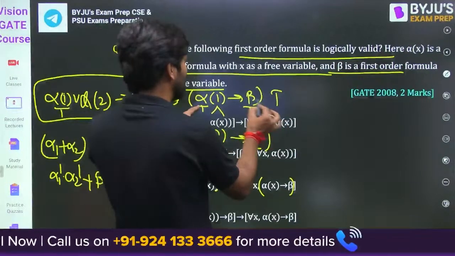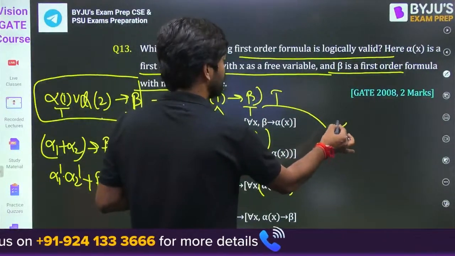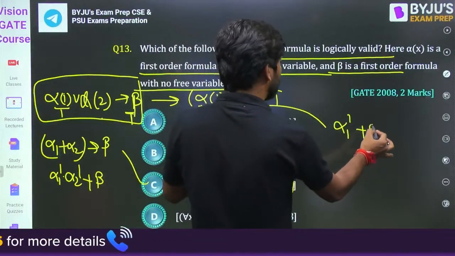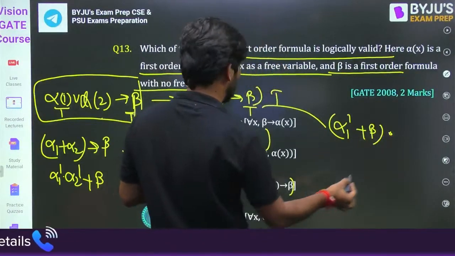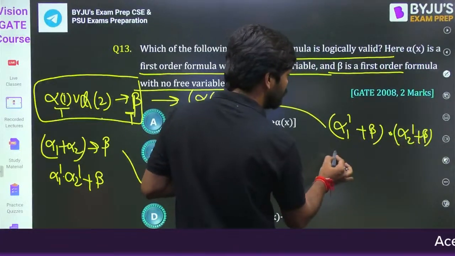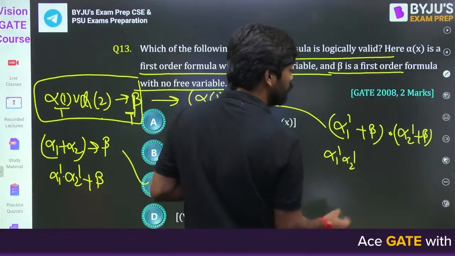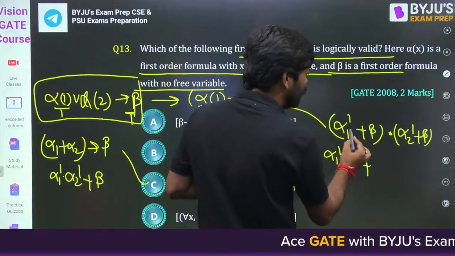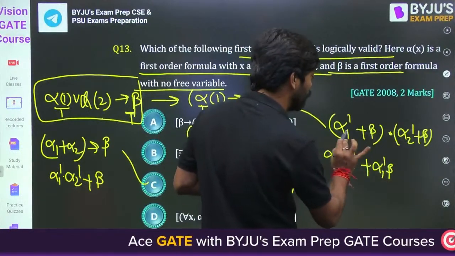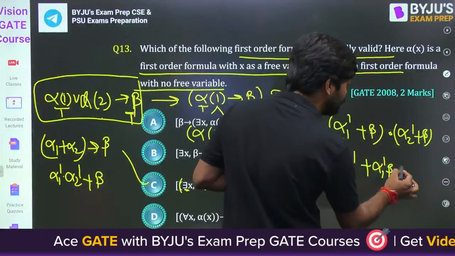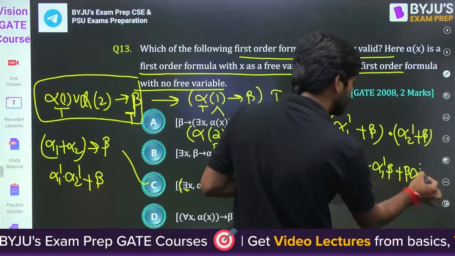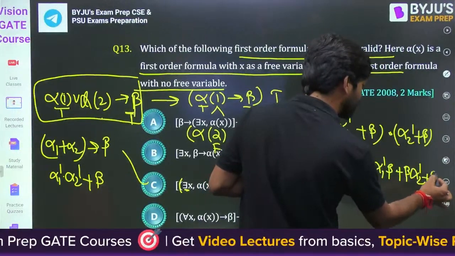If you take the right hand side and solve this, it is nothing but alpha 1 bar plus beta, into alpha 2 bar plus beta. If you solve this one, it is nothing but alpha 1 bar alpha 2 bar, and we have alpha 1 bar beta, I'm writing 1 here, no problem, plus beta alpha 2 bar, plus beta. Are you getting my point?